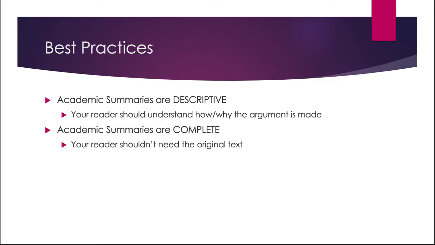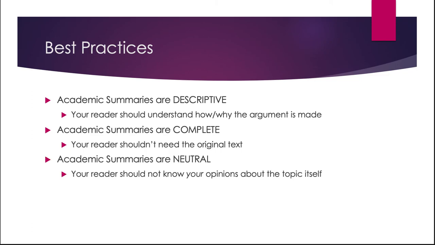Academic summaries are complete. So the academic summary can function in place of the original text. Your reader should not have to go back to the original text to figure out what it actually says. The job of the academic summary is to convey that to them. Academic summaries are neutral, so the reader should not know your opinions about the topic itself. This isn't really the place where you're going to say whether you agree or disagree with the author.